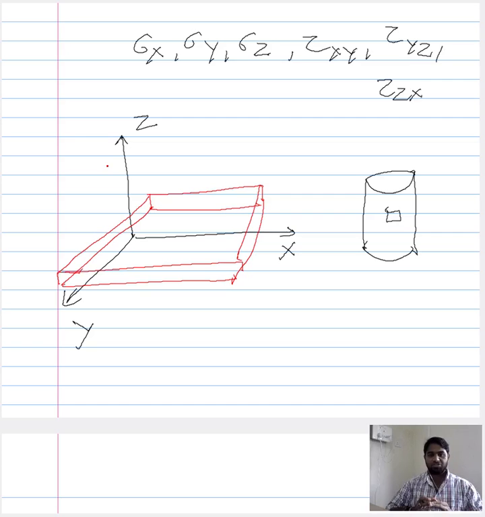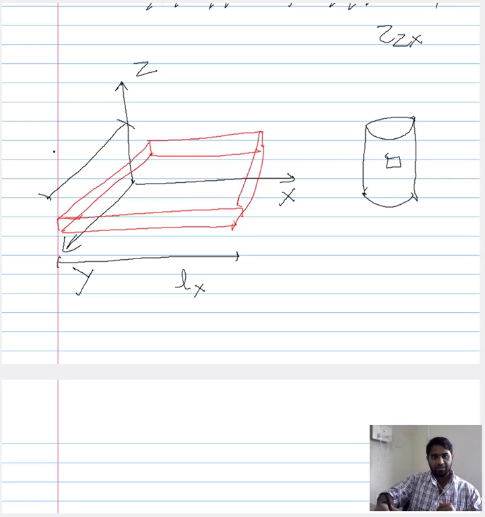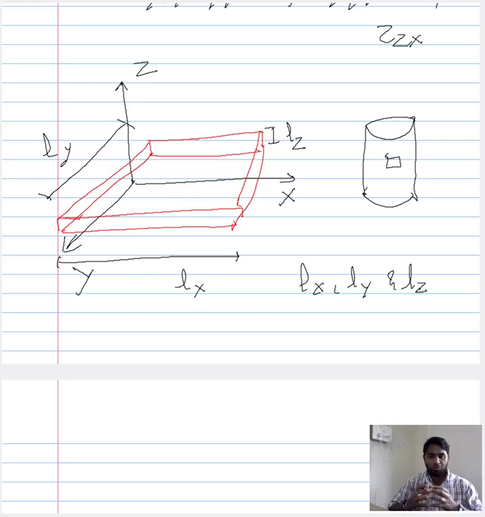Now this is a three-dimensional plate. So let us assume the dimensions of this plate as something like this. If you talk about the dimension along the x-axis, let us call that Lx, and the dimension along the y-axis, let us call that Ly, and the thickness along the z-axis Lz. So we have dimensions Lx, Ly and Lz. These are the dimensions of the plate along the x, y and z axes respectively.